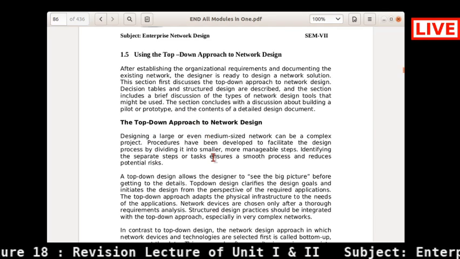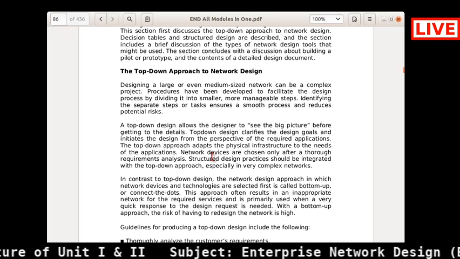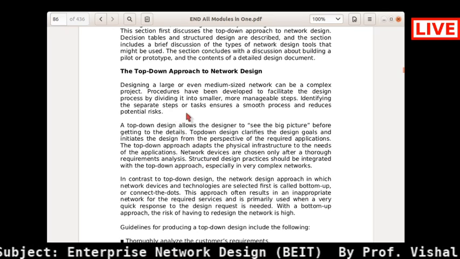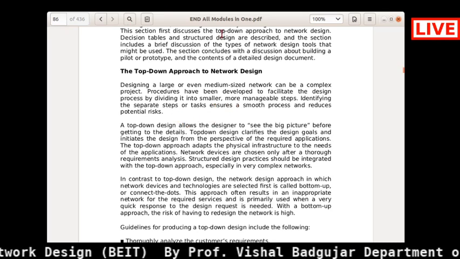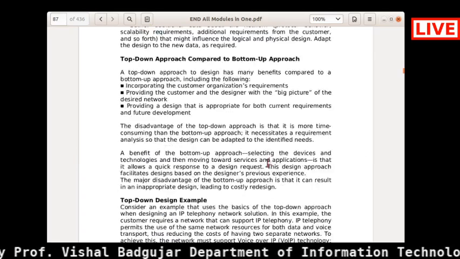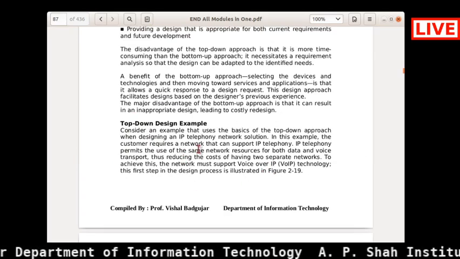Then what are the disadvantages of top down approach, what are the disadvantages of bottom up approach, and which approach is good for any kind of network design, or which kind of approach is followed. So the answer is top down approach, right? So likewise the question can be formed on this. Okay.